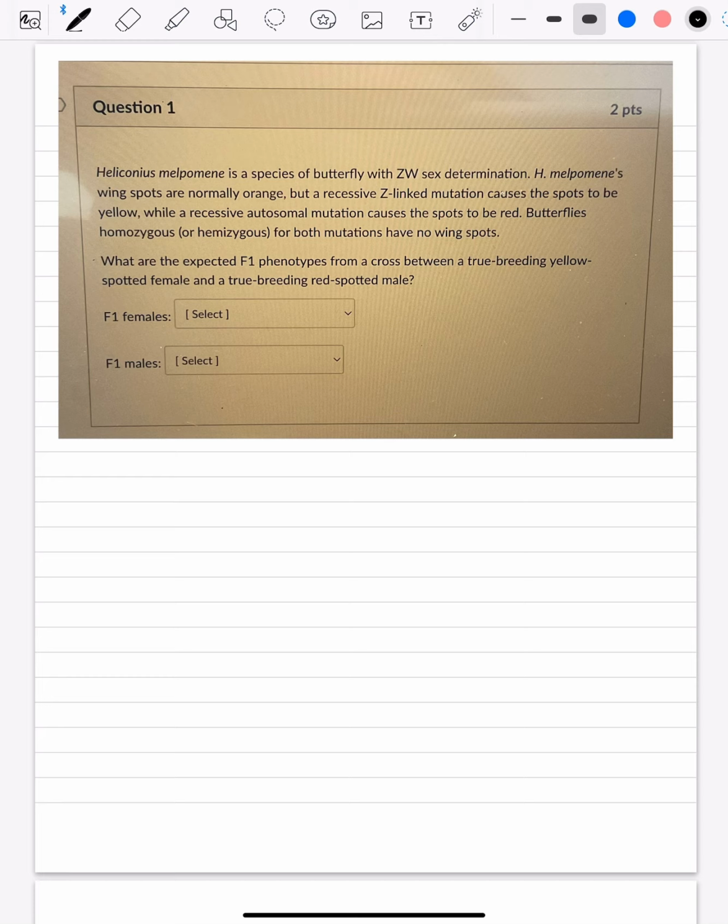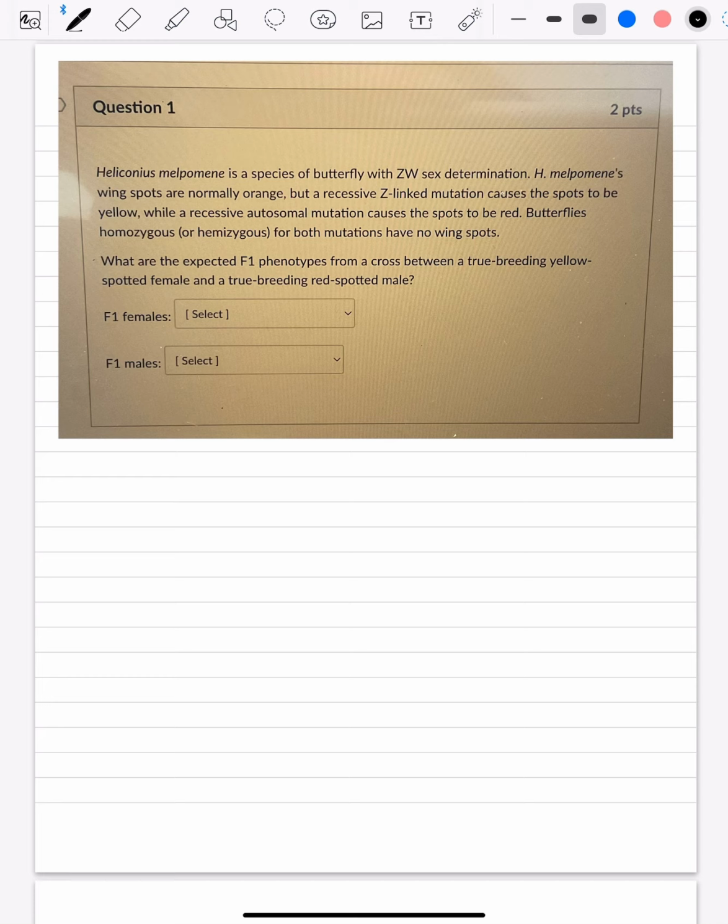Right off the bat, this species of butterflies does not follow the typical XY chromosome sex determination. They follow the ZW sex determination, which means a female has the genotype ZW, whereas a male has the genotype ZZ. We have a recessive Z-linked mutation, which causes spots to be yellow. So we have two genes located on the Z chromosome.